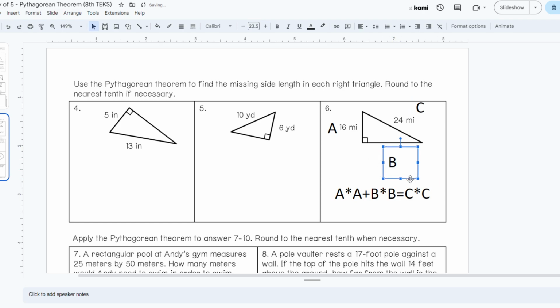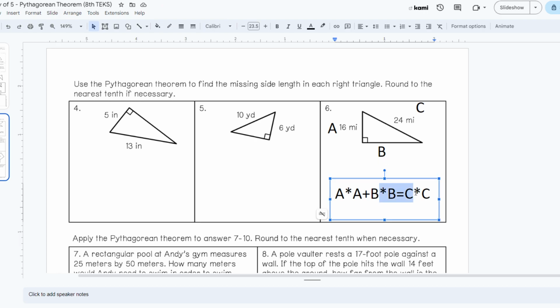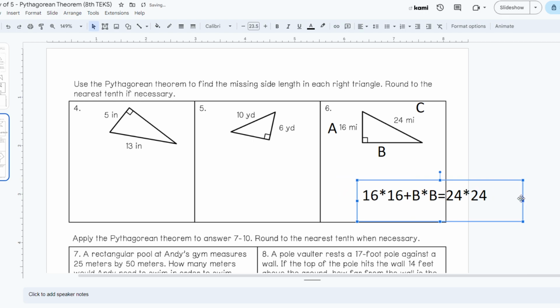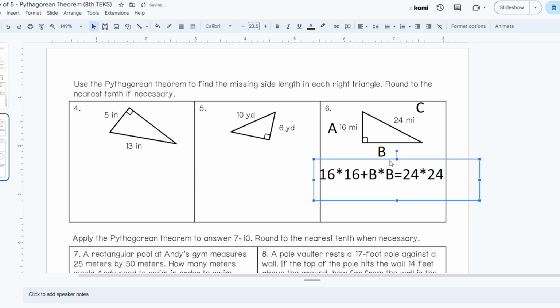So in this situation, we have A and C, but we do not have B. So remember what I said? Don't even worry about B until the very end. So go ahead and plug in your numbers first. So first, you're going to plug in what A is. A is 16. We don't know what B is, and C is 24.